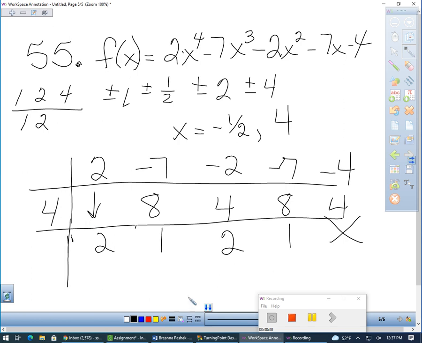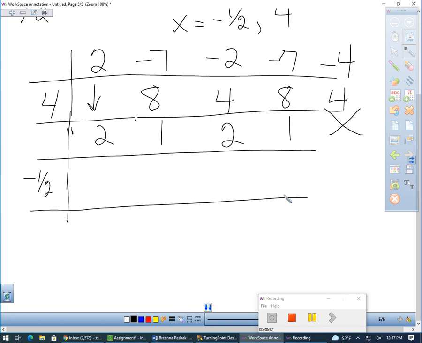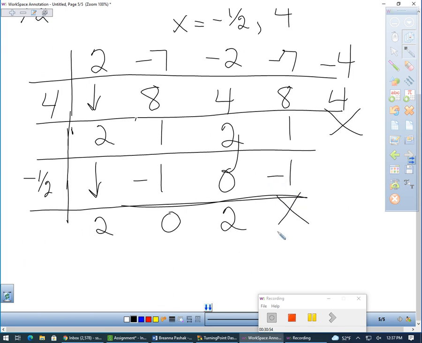Then we're going to go ahead and do negative 1/2 is the next one. Bring down our 2. Negative 1/2 times 2, negative 1. Add them together, we get 0. Negative 1/2 times 0 is 0. Add them together, we get 2. Negative 1/2 times 2 is negative 1, and there's no remainder. So we have 2x squared plus 2 as our quadratic.